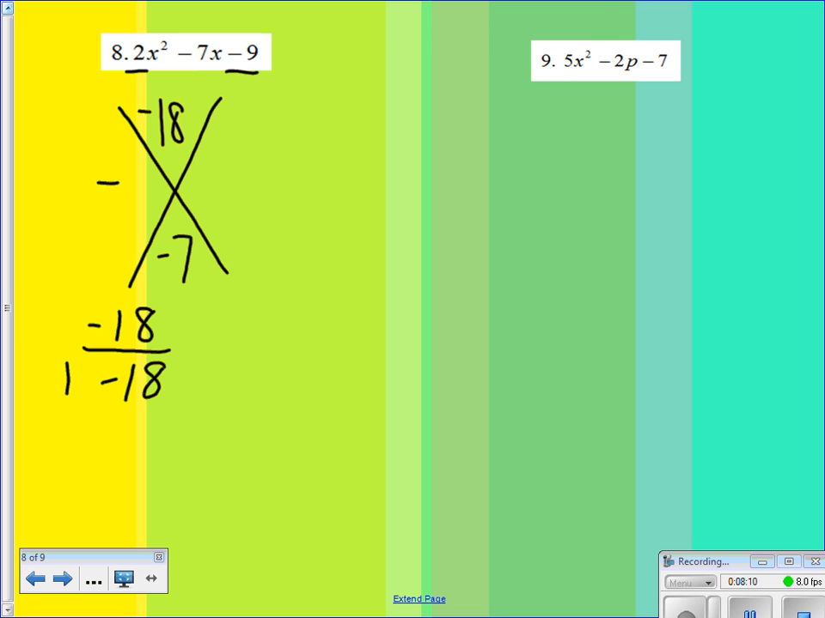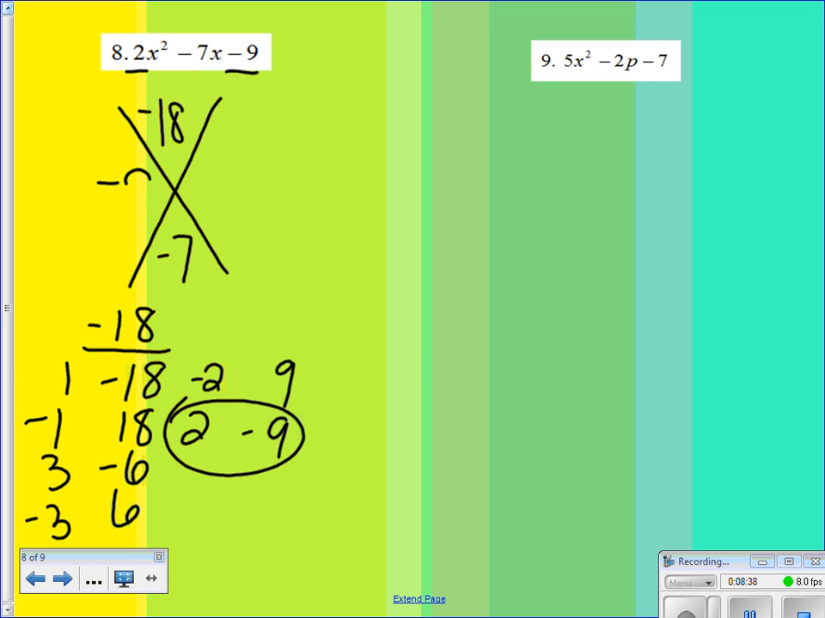I have 1, negative 18, negative 1, 18, 3, negative 6, negative 3, 6. I also have 2, 9, make one negative, 2, negative 9. So take a second, look through that list that I just created. Which of those pairs adds to negative 7? And the answer is this: 2, negative 9. So my 9 is negative, my 2 is positive.